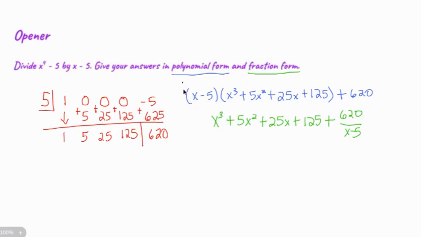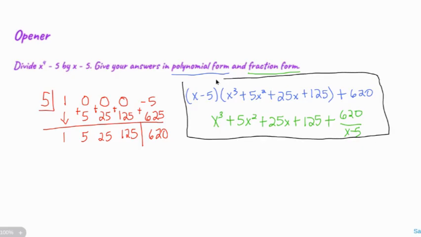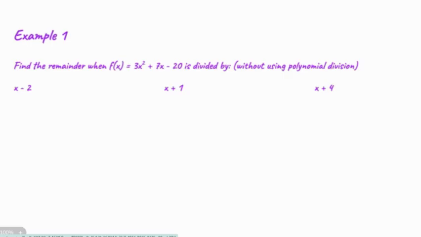Okay, good. Now the question becomes, and this is where this lesson leads us, what if we didn't need the quotient? What if we just needed the remainder? So that's what this first question is asking you. Find the remainder of f of x divided by each of these without using polynomial division. So we're not using synthetic, we're not using long division.